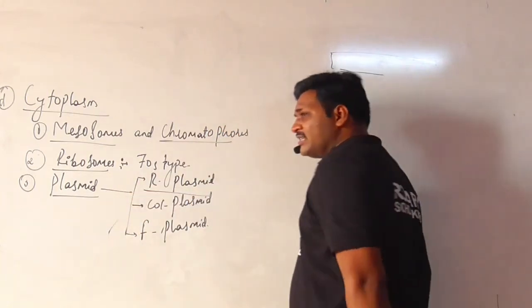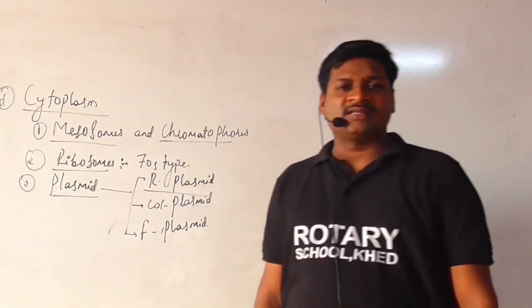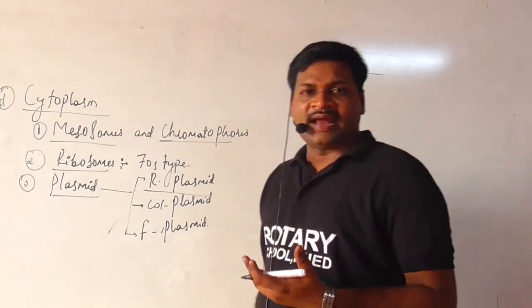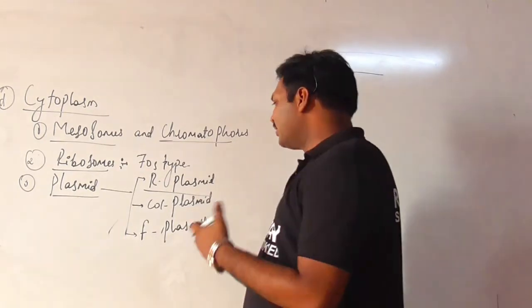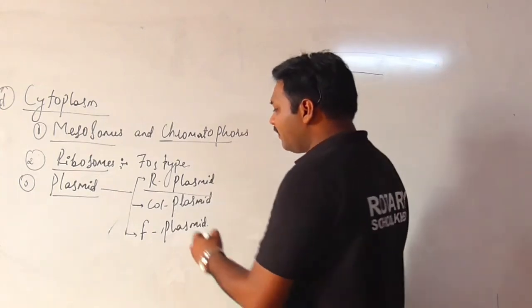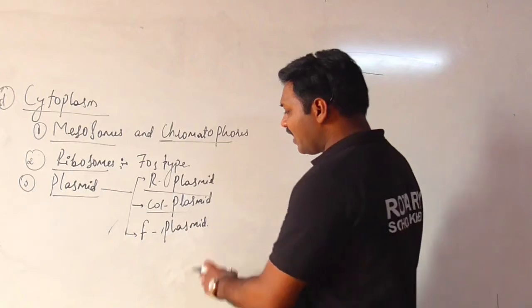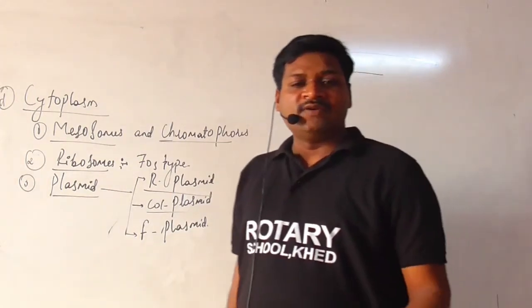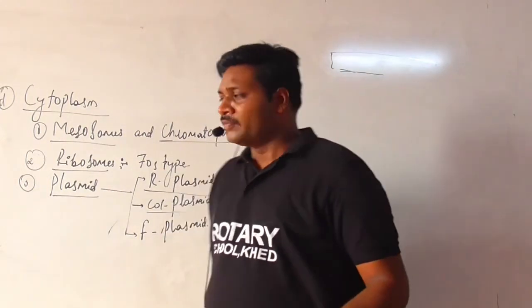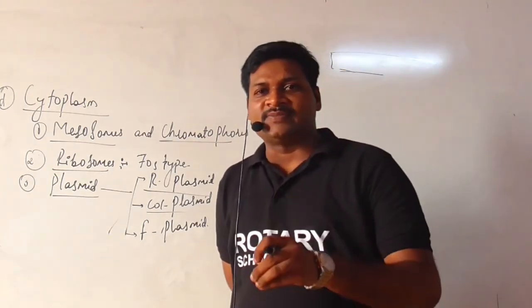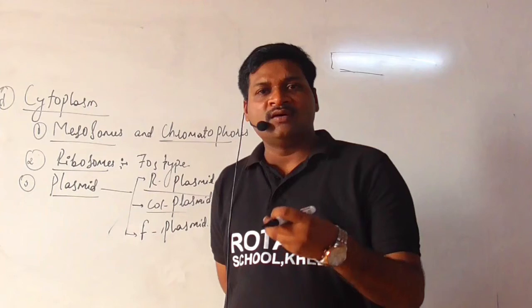Okay, R stands for resistance, as it consists of resistance genes. Antibiotic resistance genes are present, so it is called R plasmid. Then the gall plasmid consists of colchicin, that is the colchicin plasmid. And finally we have the F plasmid, which refers to the fertility factor. Now, fertility factor in the sense what? See, most of the bacteria with the plasmid are supposed to be called fertile.